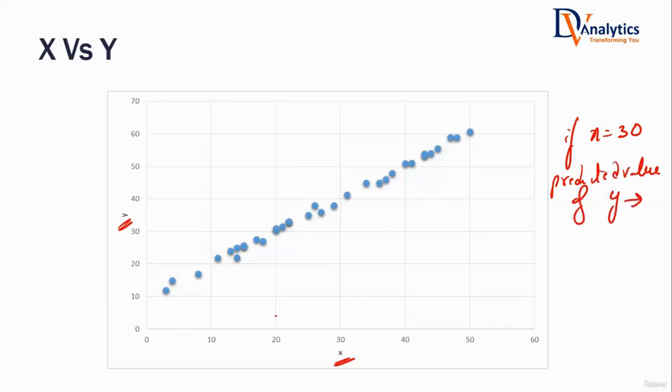Roughly. It need not be exactly precise, but around. Roughly around what? When x is 30, the value of y is roughly around 35 to 40. 40, isn't it? Yes, sir. Most of us are saying it is around 40.